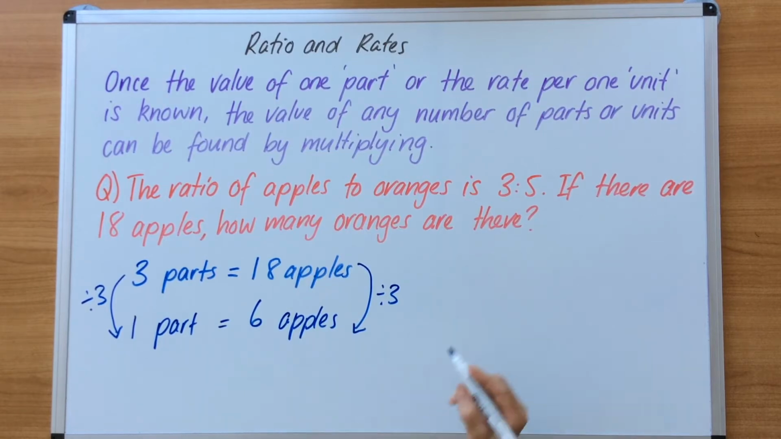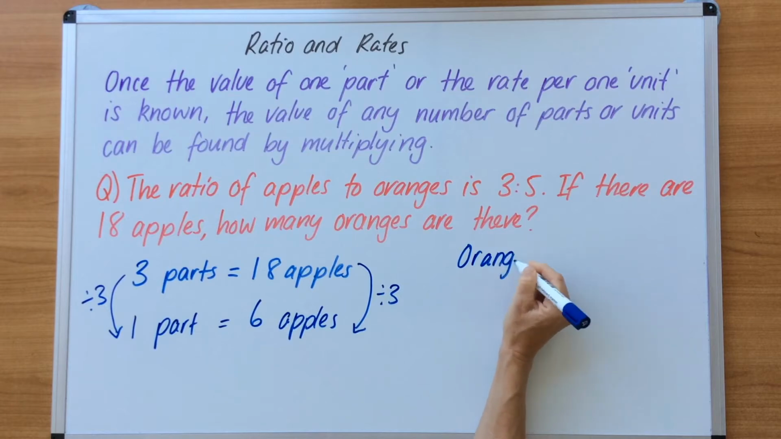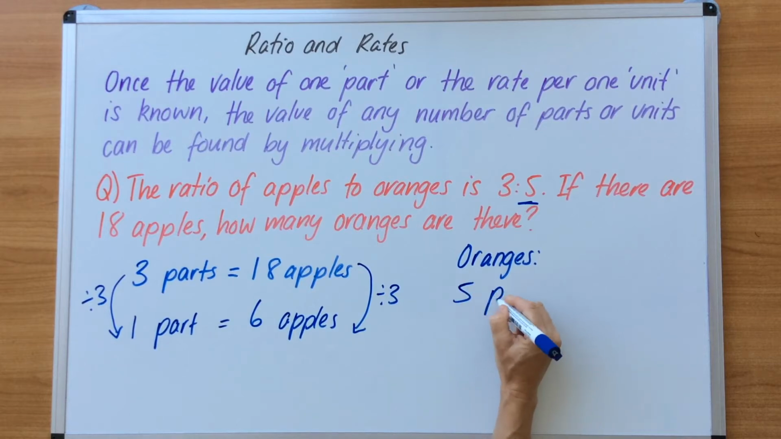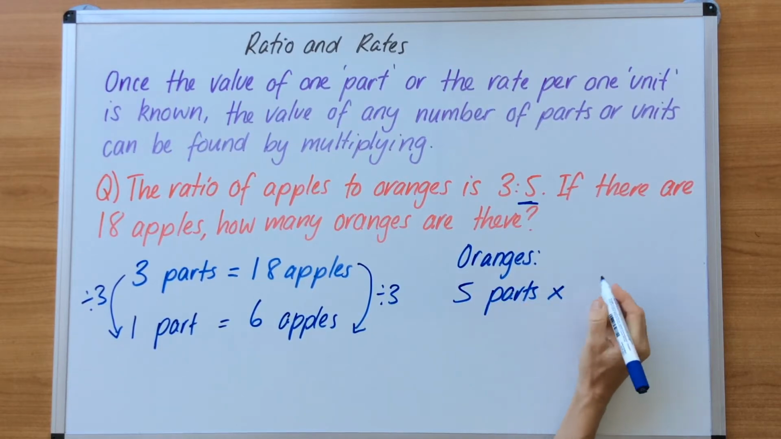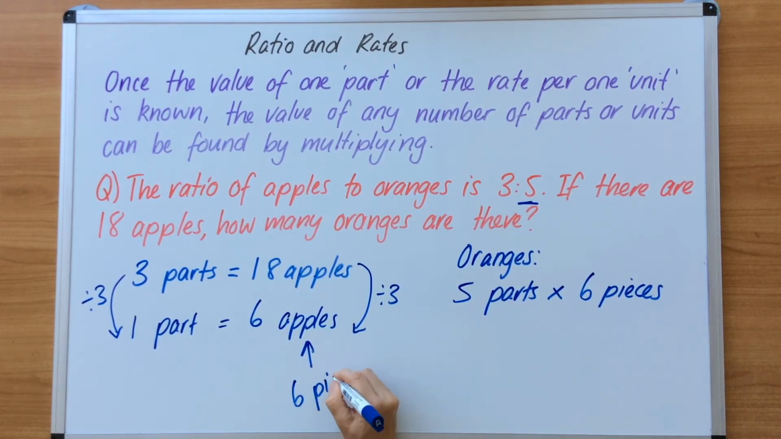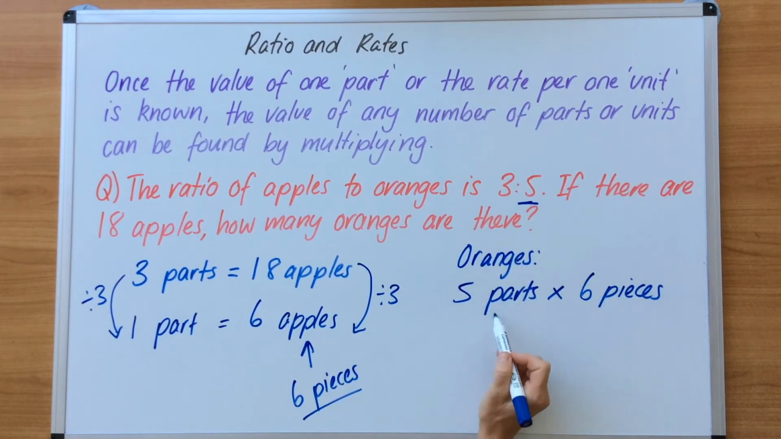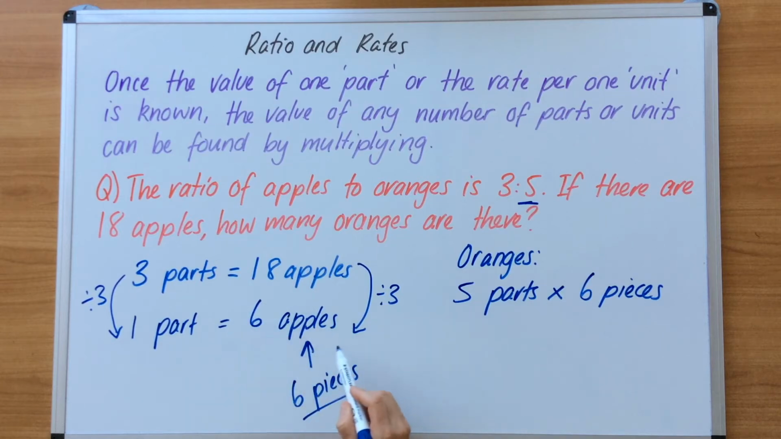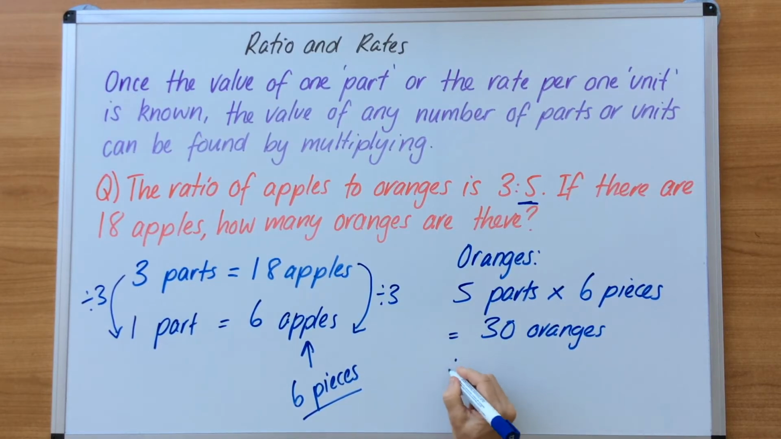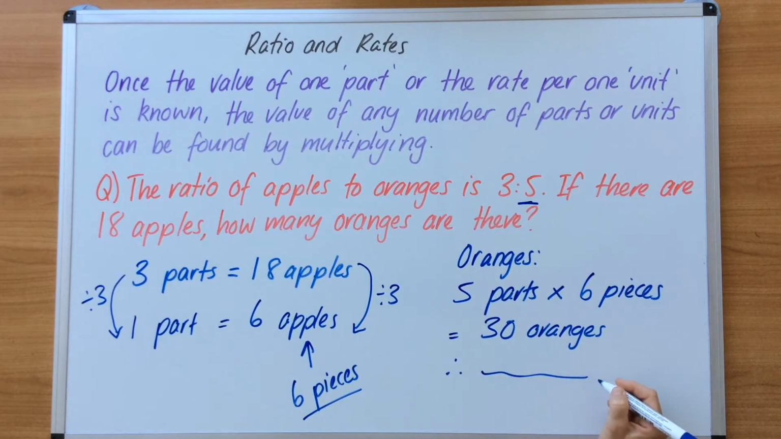the items. So now oranges, we're going to find out how many there are here. So we know that there's 5 parts. So 5 parts multiplied by the 6 pieces, because this here is 6 pieces, and that's just a generic term for the item. So 5 parts in the ratio multiplied by the 6 pieces, which is the base unit here with a 1 part, that's going to equal 30 oranges.